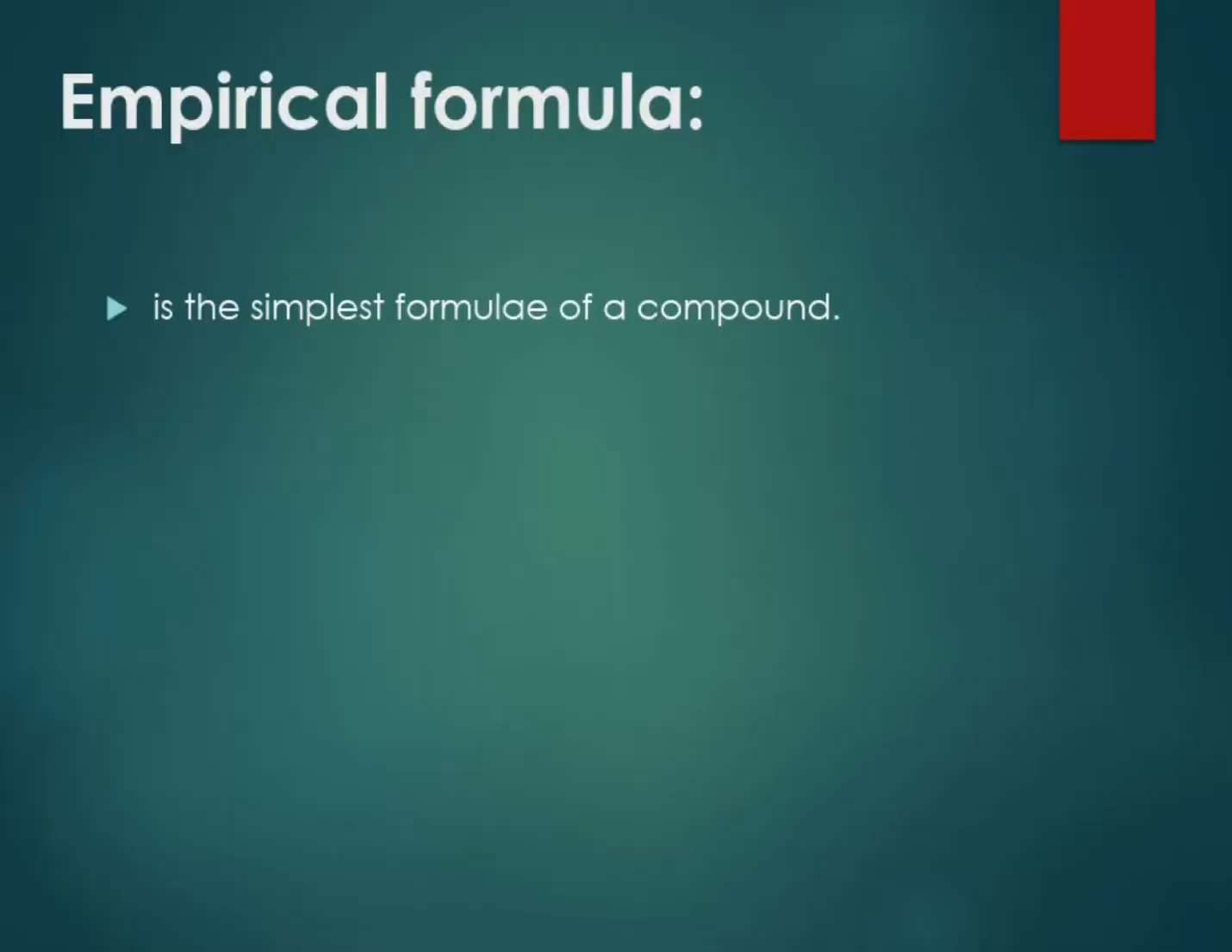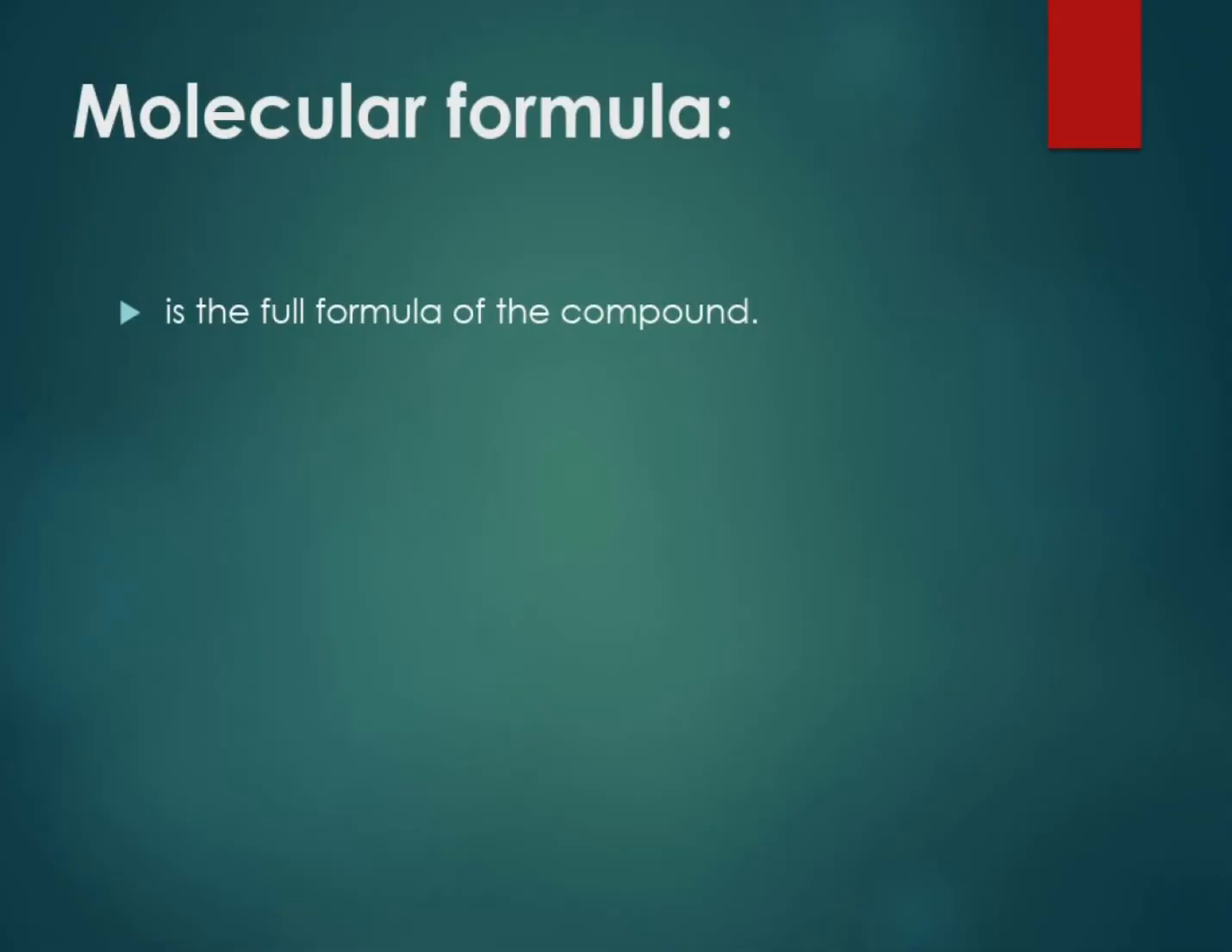Now, the next one that we mentioned was empirical formula. What is empirical formula? It is the simplest formula of a compound. It just tells us the ratio in which certain elements come across in a compound. It doesn't tell us how many of each there are, only the ratio. And that brings us to the molecular formula, which is the full formula of the compound, so actually how many of each element there are in one compound.